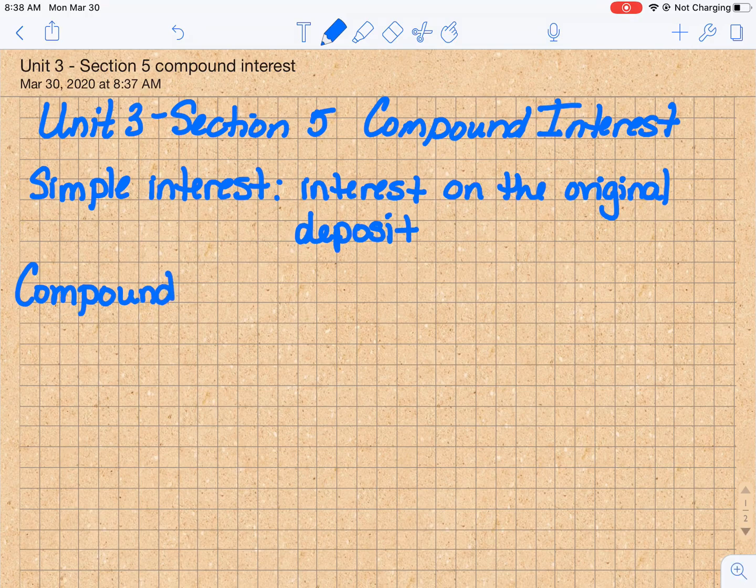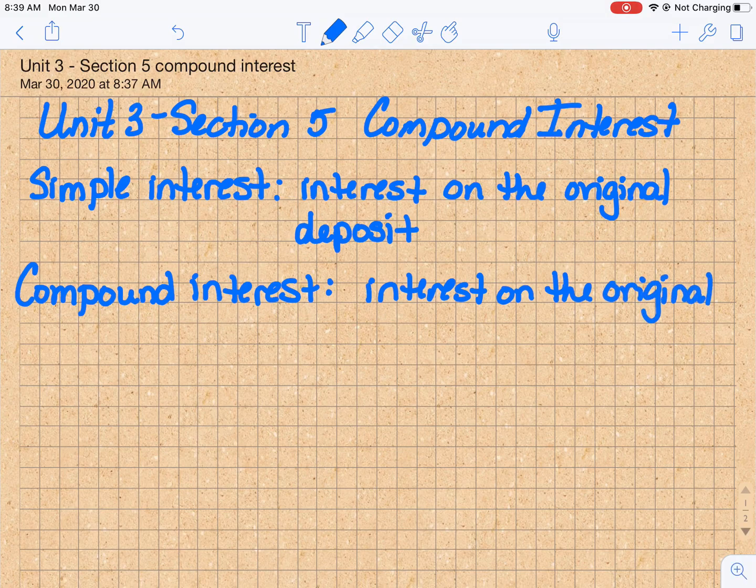Now, compound interest is what you want when you invest money, but not what you want when you're paying off a bill. Because with compound interest, you pay interest on the original deposit or original amount plus past interest. So you can see with compound interest, things grow much quicker. Your debt grows much quicker if you're paying compound interest. Your investment grows much quicker if you're getting compound interest.